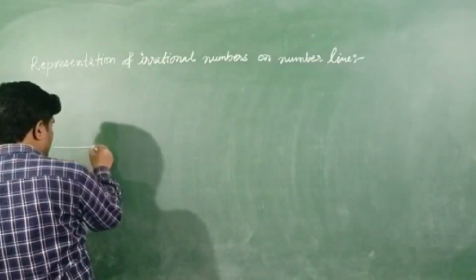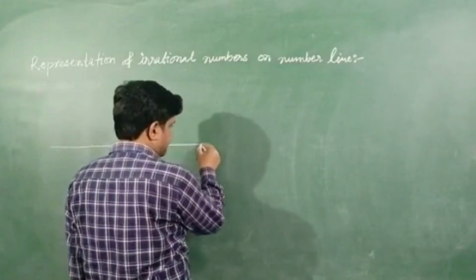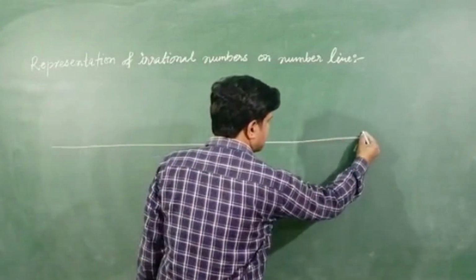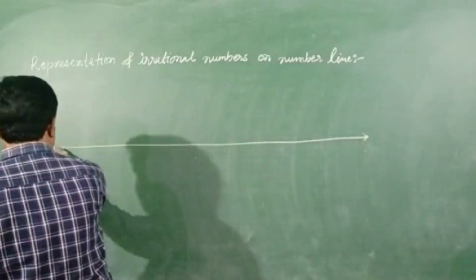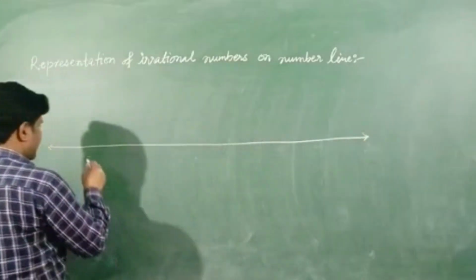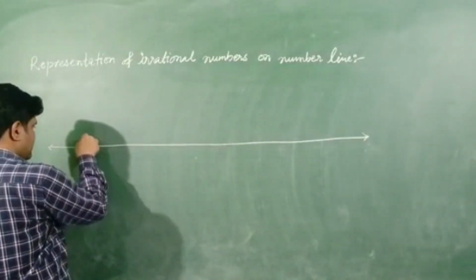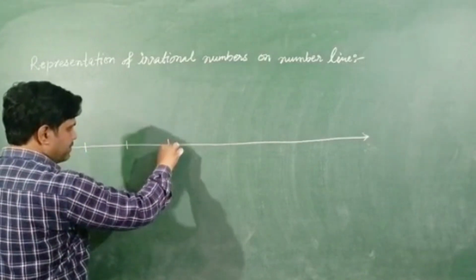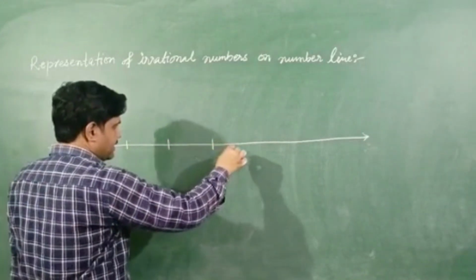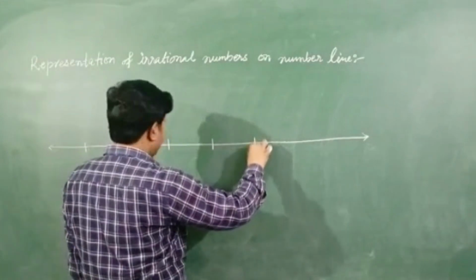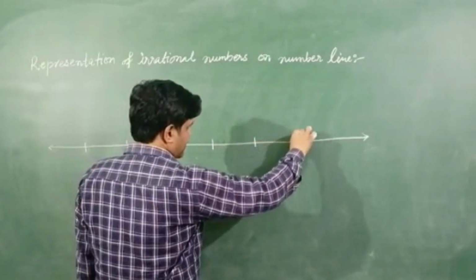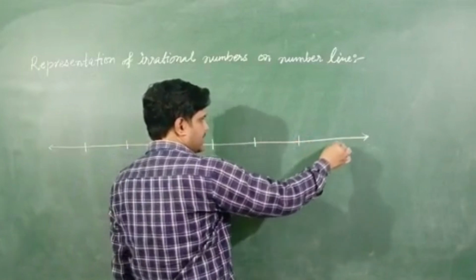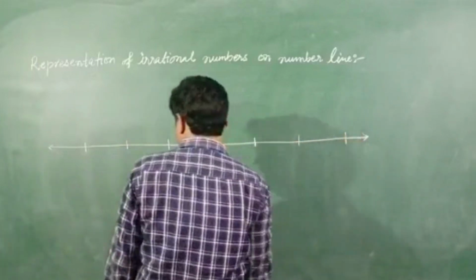First we need to draw a straight line. Now, in this straight line, we will divide equal sections. Means we have to take the same distance. Unit length has to be same. If we have taken 1 inch, it has to be all 1 inch. If we have taken 1 centimeter, it has to be all 1 centimeter.